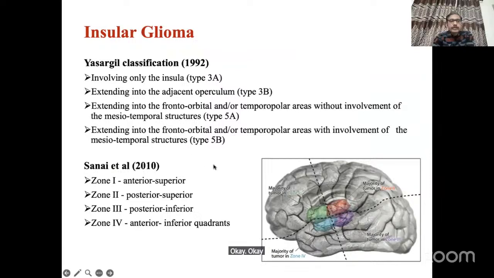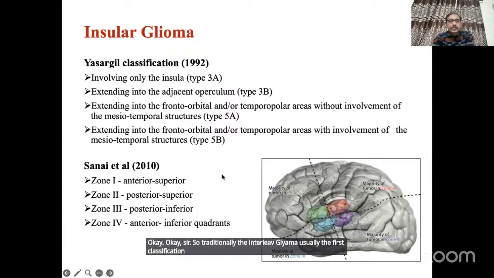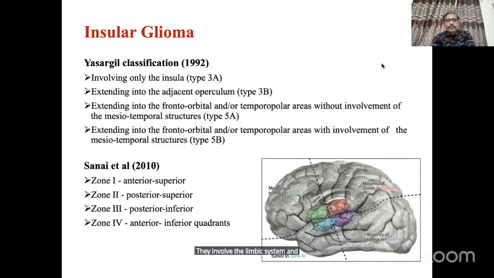Traditionally, for insular glioma, the first classification came in 1992 by Professor Yasargil, who divided the insular glioma into four categories. Type 3A purely involves the insula, and type 3B involves the frontal or temporal opercular area. Type 5A involves the frontoorbital or temporopolar area along with the insula, sparing the major temporal structures. In type 5B, they involve the limbic system and the mesial temporal area.